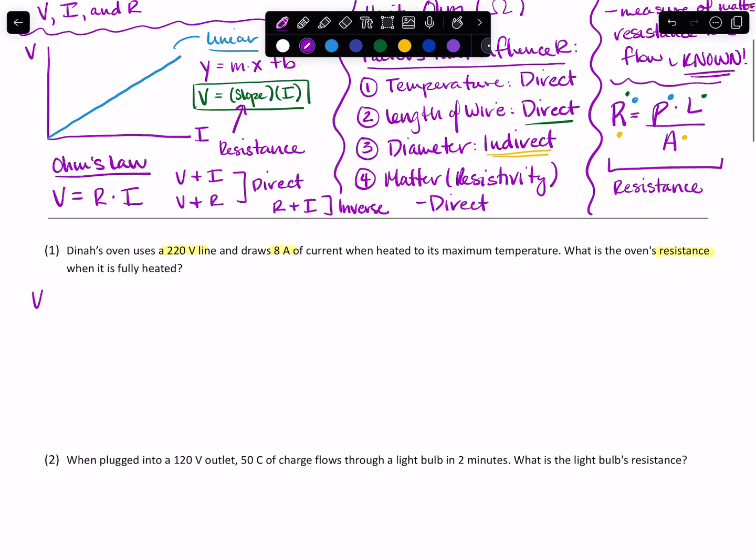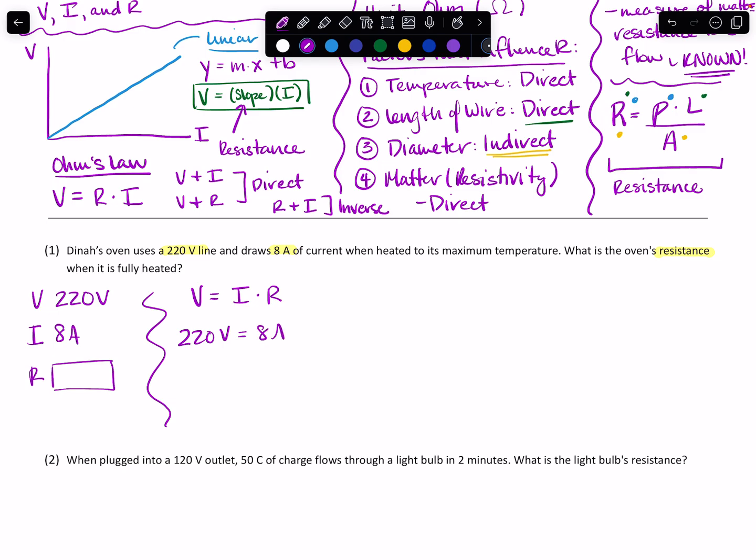So I have a voltage of 220 volts. I have a current value of 8 amps, and I'm asked to find the resistance. As soon as I see voltage, current, and resistance, I think Ohm's law. So voltage is equal to the current times the resistance. So I plug in 220 volts equal to 8 amps times our resistance value.